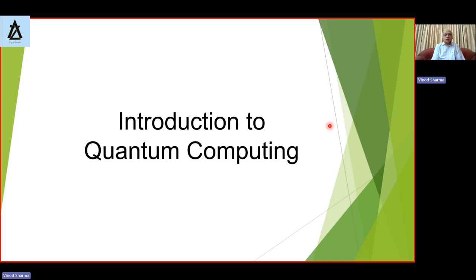Some complex problems that can be solved on current computers only in years will be able to be solved in seconds on a quantum computer. So today is the time to learn quantum computing. In these modules, we will start from basics and cover advanced topics in quantum information systems.